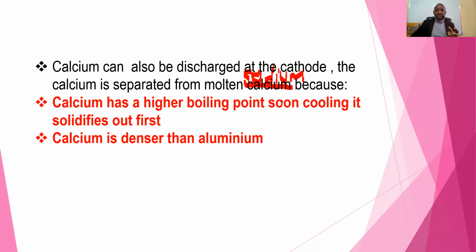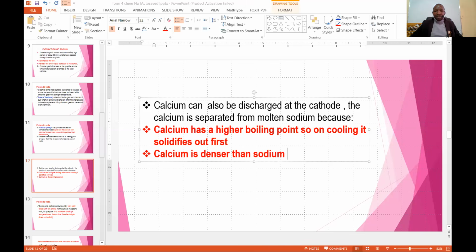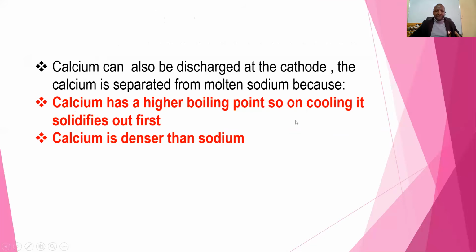So we are saying that calcium can also be discharged at the cathode. Finally, you may end up having both sodium and calcium at the cathode. So how do you separate them? The calcium is separated from molten sodium because calcium has a higher melting point. So on cooling, it solidifies out first.